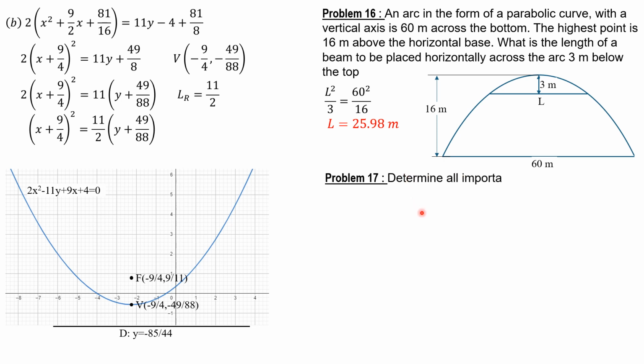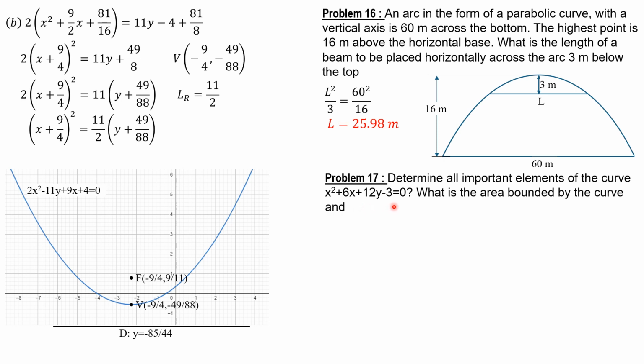Problem 17. Determine all important elements of the curve x squared plus 6x plus 12y minus 3 equals 0, which is a parabola that is open downward. What is the area bounded by the curve and its latus rectum? Sketch the graph. So let's transform this general equation of a parabola to its standard form by completing the square in x. So x squared plus 6x plus 9 is equal to negative 12y plus 3 plus 9.